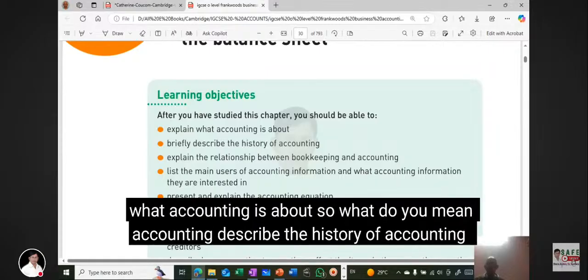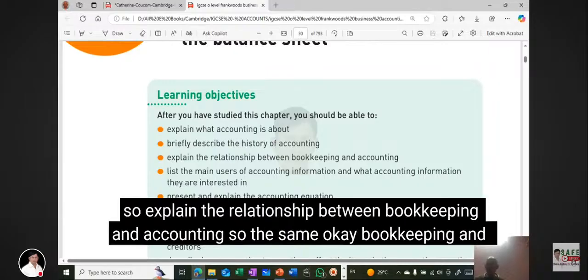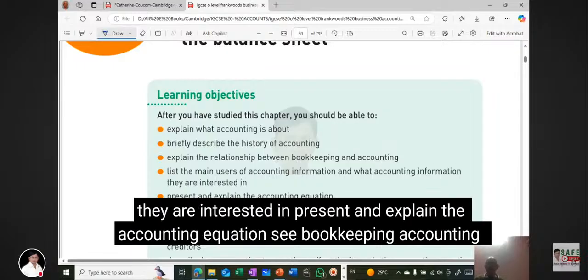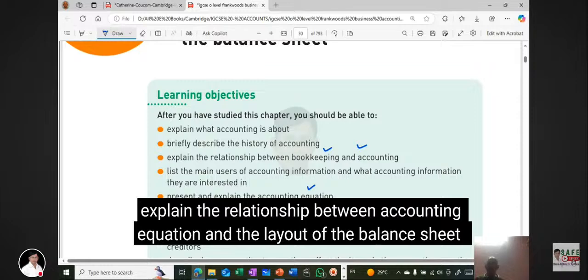Explain what accounting is about. Describe the history of accounting. Explain the relationship between bookkeeping and accounting. List the main users of accounting information and what accounting information is. Present and explain the accounting equation. Explain the relationship between the accounting equation and the layout of the balance sheet.